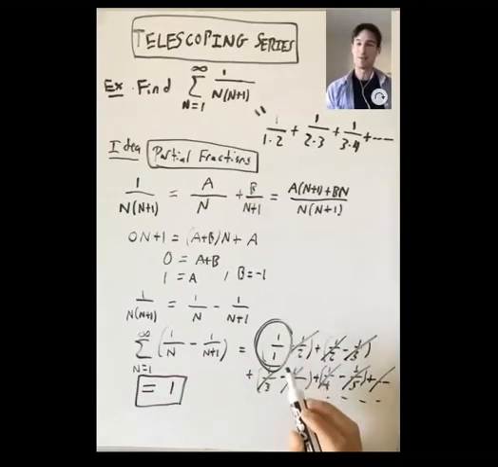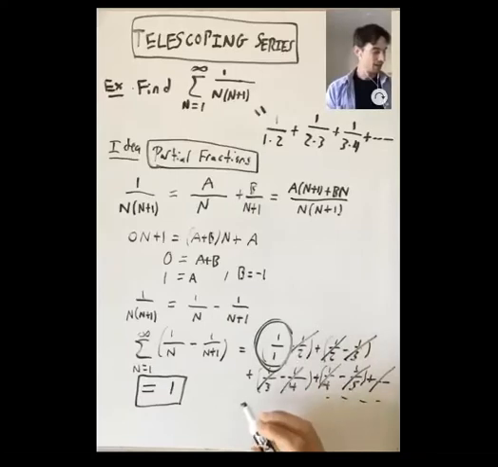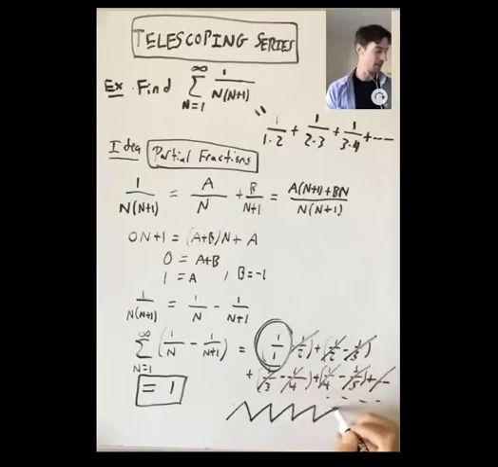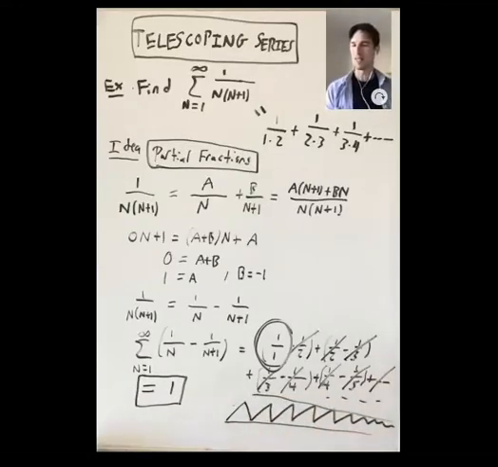I'm not sure exactly why it's called a telescoping series. It's kind of like you have one term and you're subtracting another term, and then it cancels, and then it cancels, and then it cancels. And you're looking further and further down, and maybe it kind of looks like a telescope. I don't know, but that's the idea.